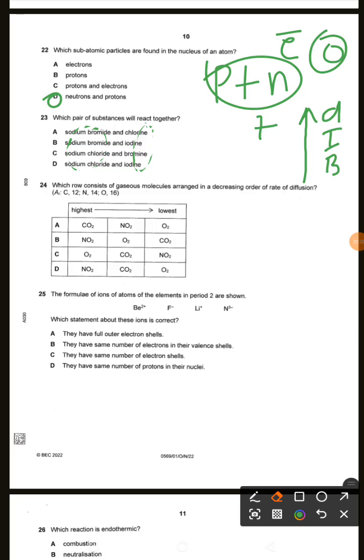Okay, sodium bromide and chlorine, yes, those will react together because the chlorine is going to displace the bromide, because according to our reactivity here on this side, chlorine is more reactive than bromine, hence it can displace it. Then B, sodium bromide and iodine. Iodine will not displace the bromide in sodium bromide. Then C, sodium chloride and bromine. Bromine cannot displace chlorine because it's exactly the opposite of what you have at option A. Then D, sodium chloride and iodine. Iodine is less reactive than chlorine, so it will not displace the chloride ions in sodium chloride. So our answer is A.